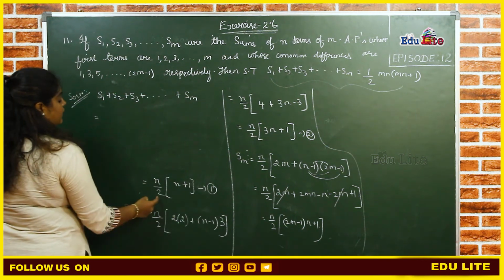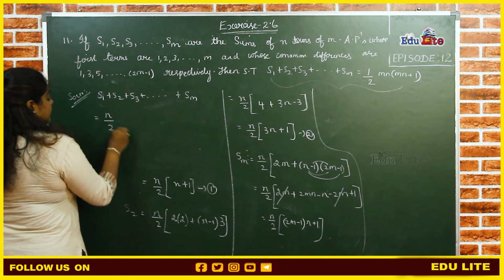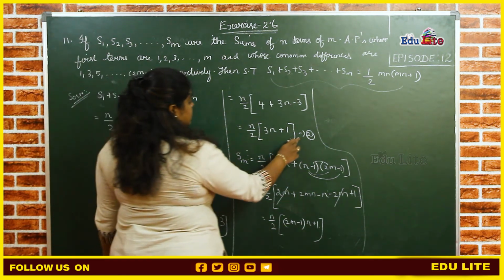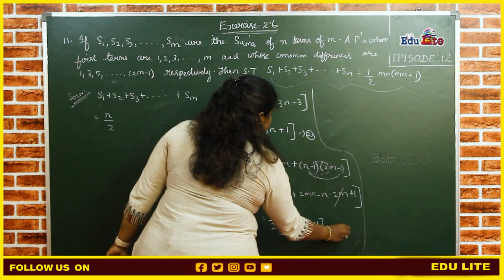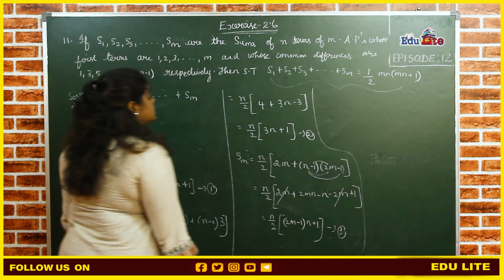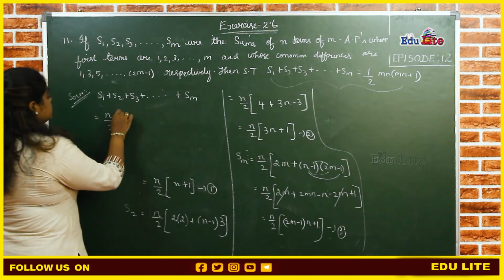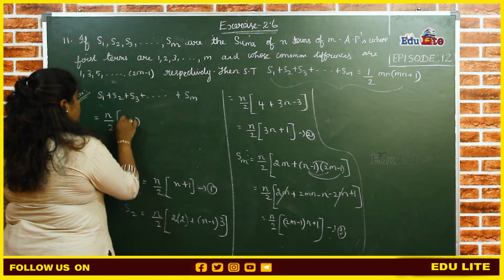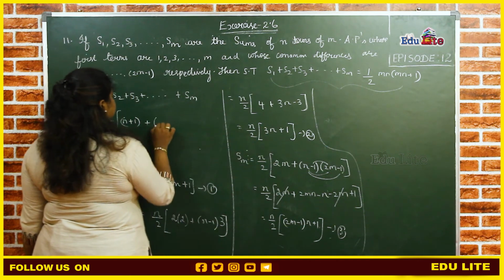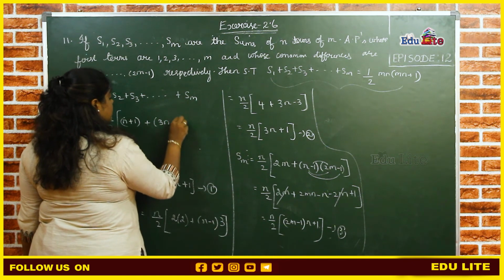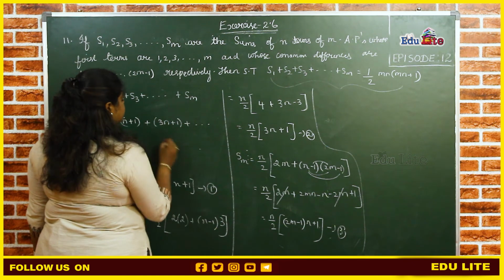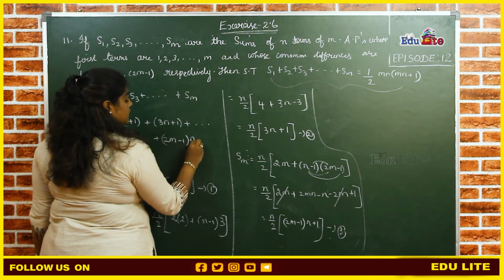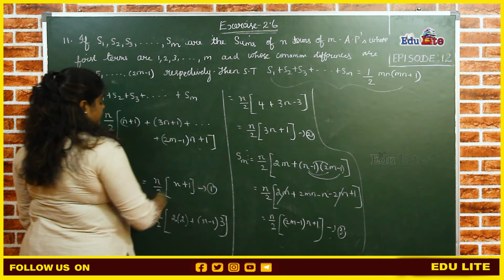S1 we got in the first equation, this is the second equation, this is the third equation. We will consider them as such. In all the terms n by 2 is common, so I have taken it common. The remaining terms are n plus 1, plus here it is 3n plus 1, and so on, up to 2m minus 1 into n plus 1.